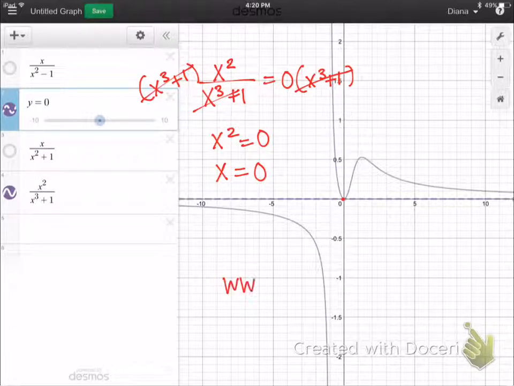Remember, to use this graphing tool, you just go to Desmos.com. It's also an app that you can download on your phone or tablet.